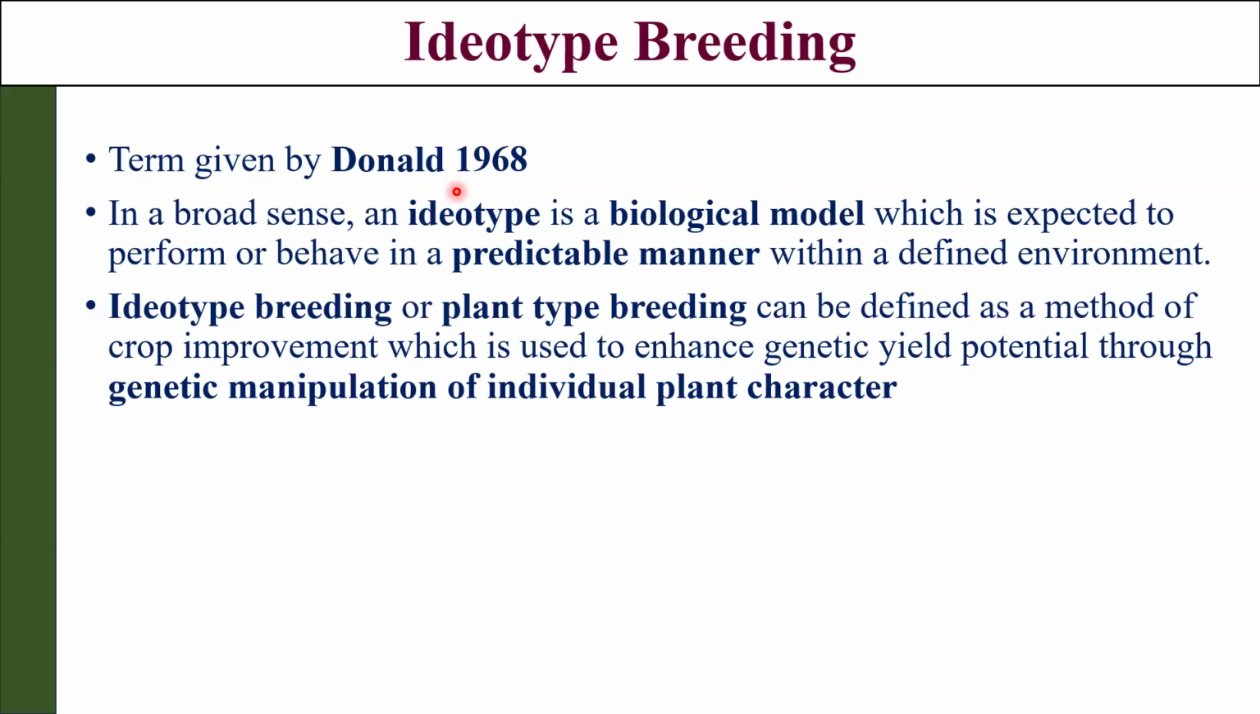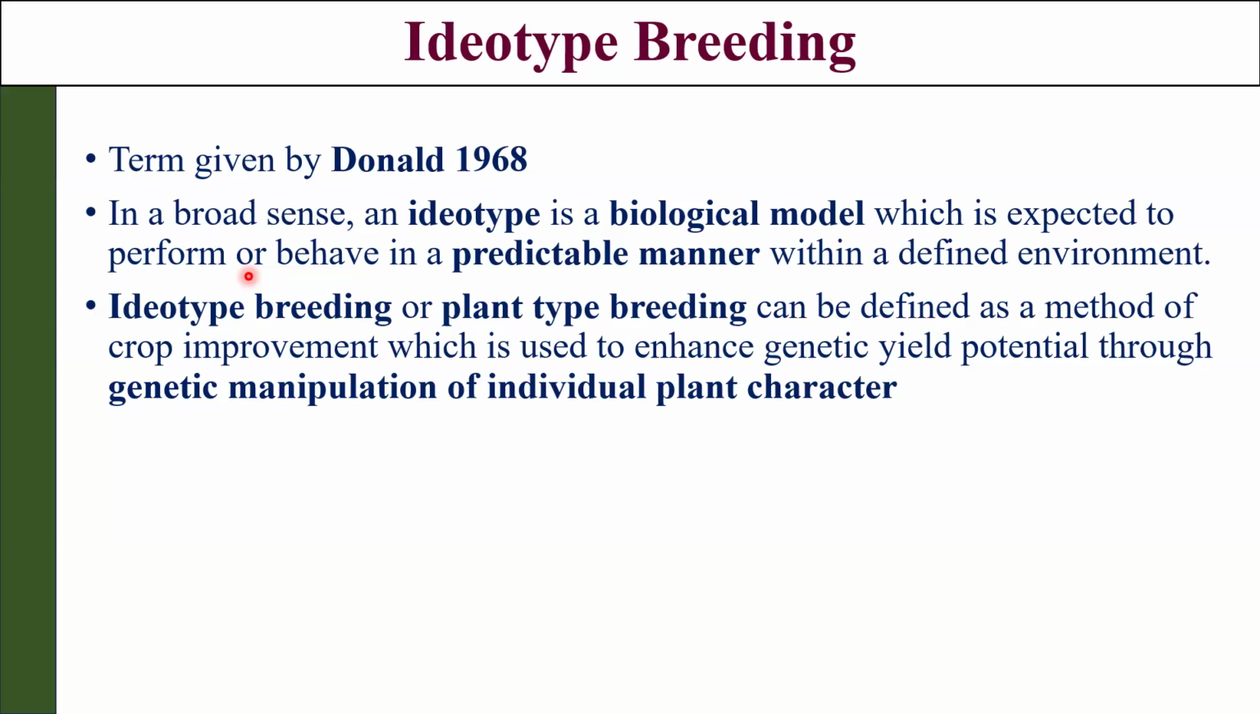Ideotype breeding means, in a broad sense, a biological model expected to perform or behave in a predictable manner. Please remember, while writing the definition, these three words are very, very important: biological model, behave in a predictable manner. These three words are very important while defining ideotype breeding.